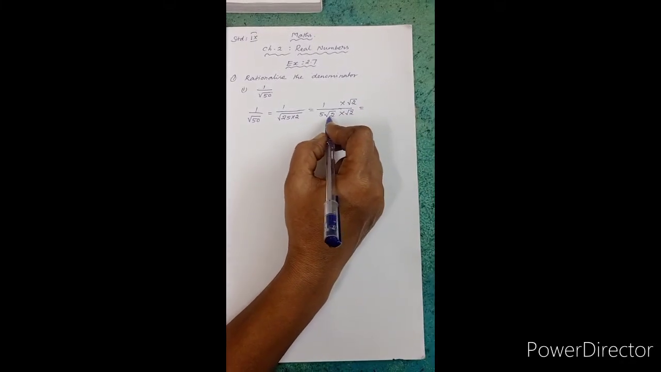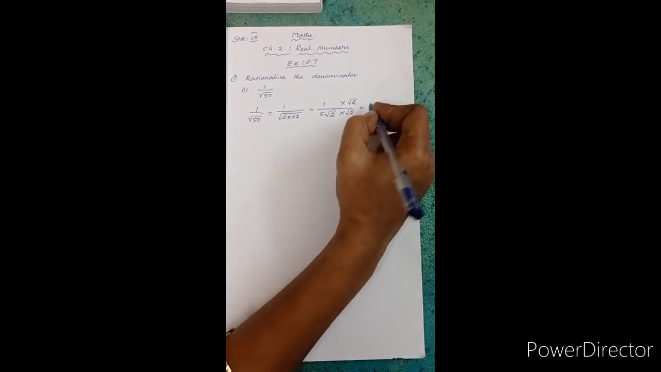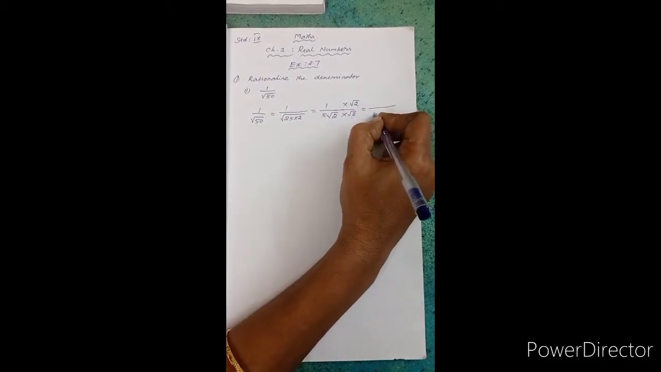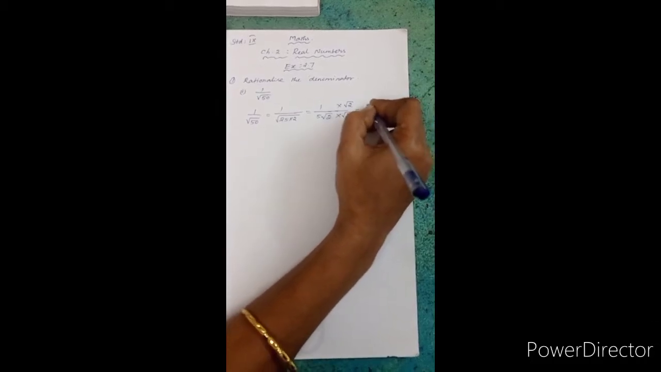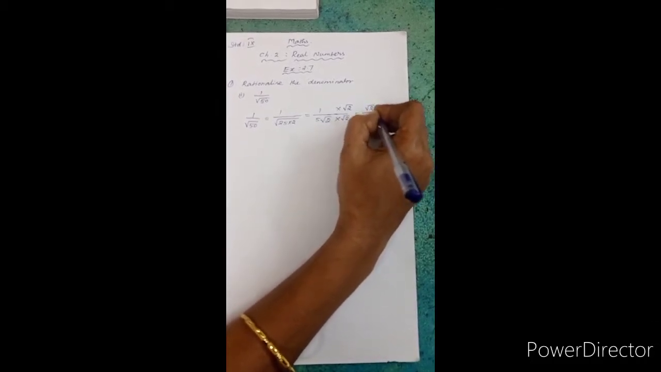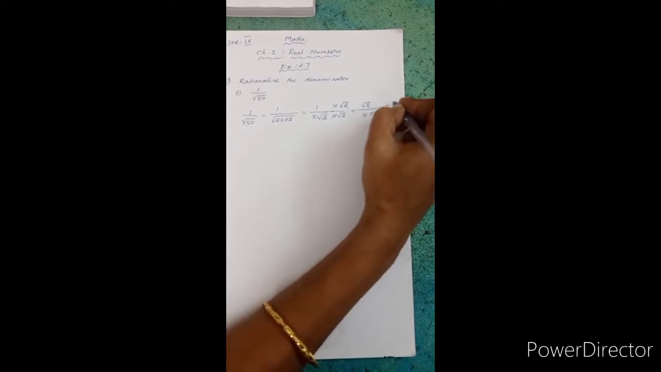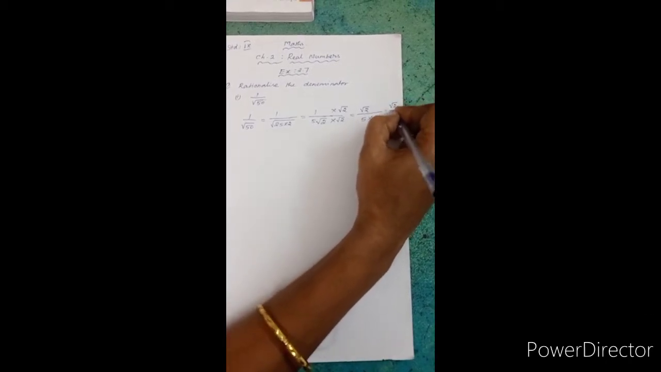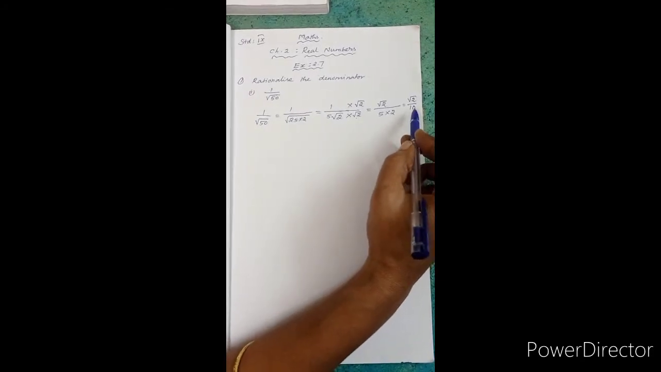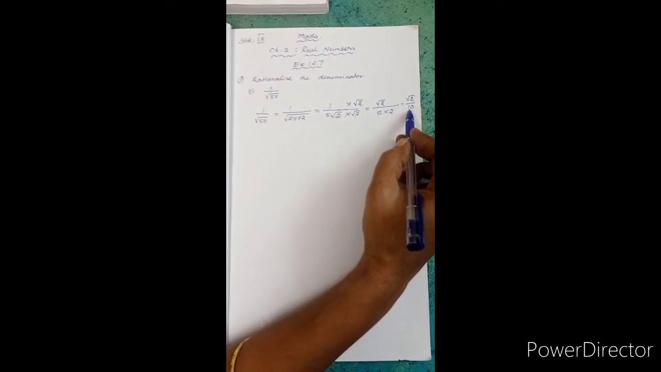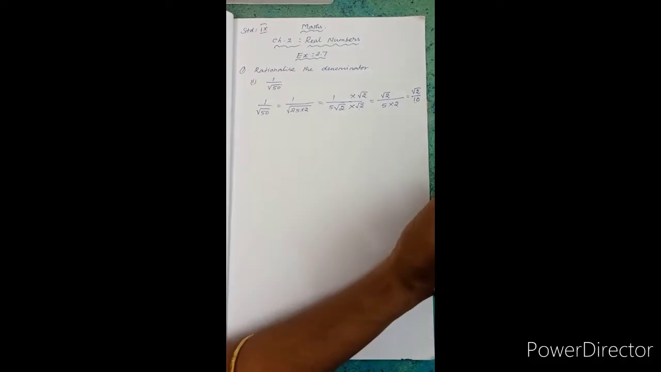Now root 2 into root 2 is 2. Already 5 is there. Root 2 into root 2 is 2. Numerator is root 2. Now 5 2s are 10. Root 2 divided by 10. Now the denominator became a rational number.